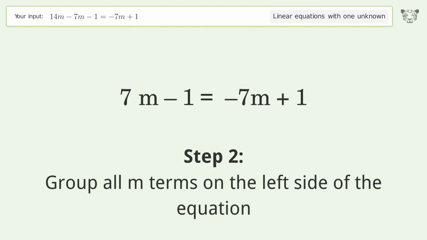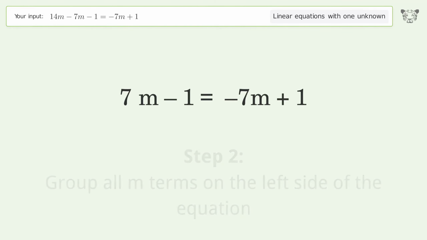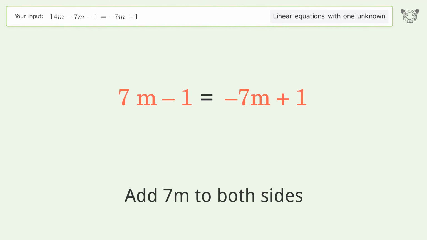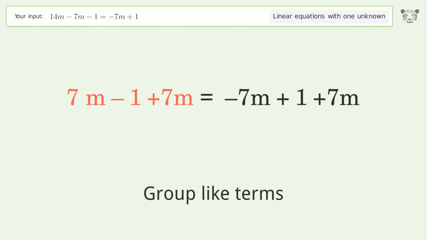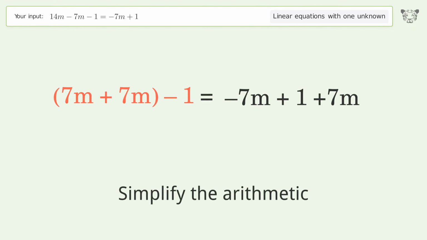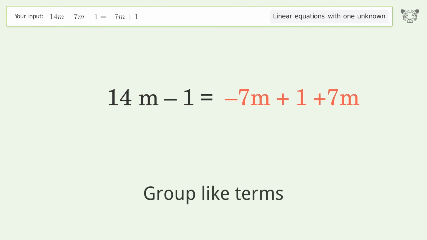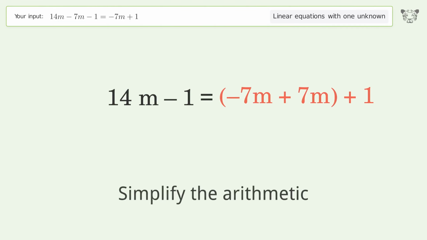Group all m terms on the left side of the equation. Add 7m to both sides. Group like terms. Simplify the arithmetic. Group like terms. Simplify the arithmetic.